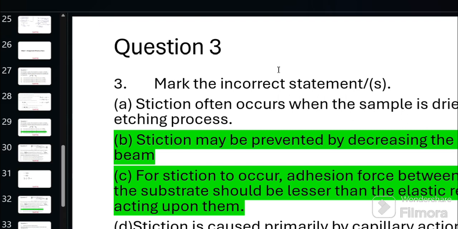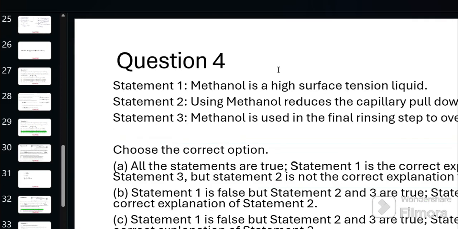Anyone has questions? So we'll move to question 4. Again, these are simple questions. Statement 1, methanol is a high surface tension liquid. Statement 2, using methanol reduces the capillary pull down force. Statement 3, methanol is used in the final rinsing step to overcome stiction. Then we have to choose the correct option.